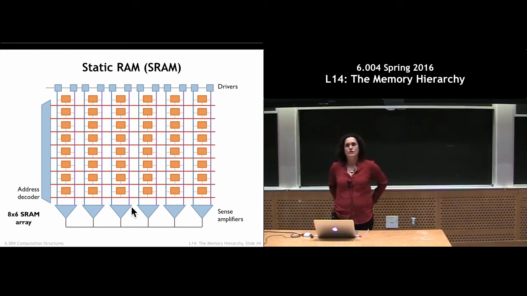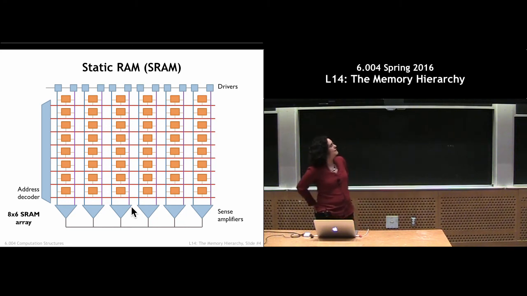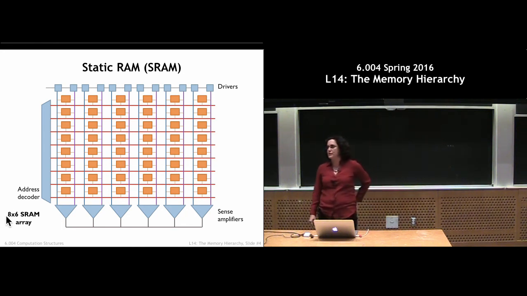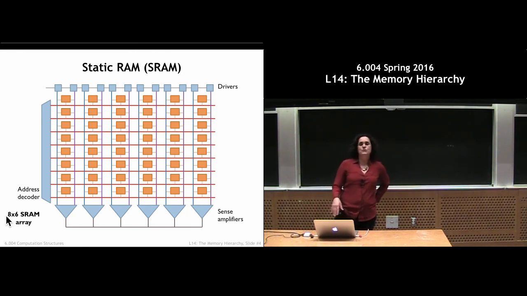And the structure of the SRAM is basically this two-dimensional array where our rows correspond to a location in memory, and the columns are the bits in that location. So in this example here, we have an 8x6 SRAM array. So we have 8 locations, each of them is 6 bits wide.